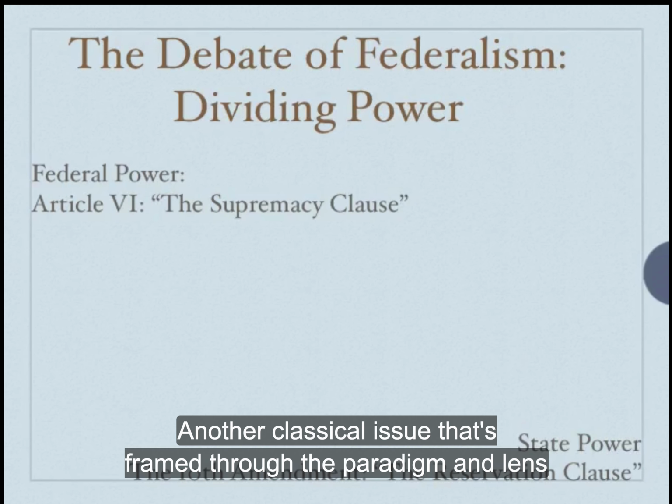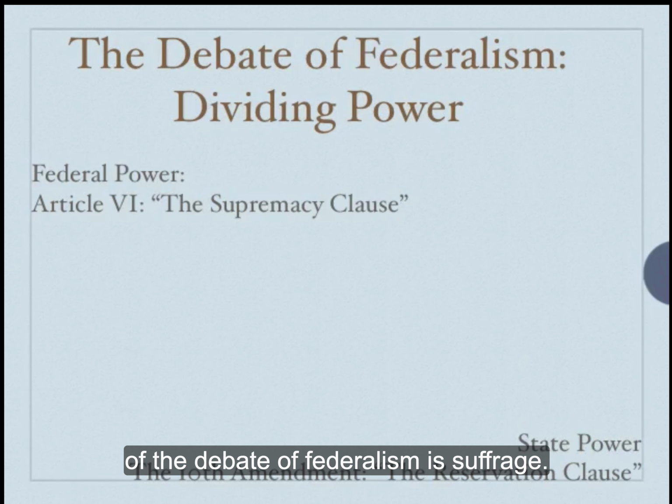Another classical issue that's framed through the paradigm and lens of the debate of federalism is suffrage, the rights of women to vote.